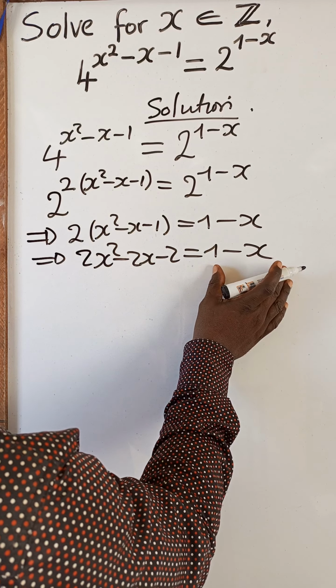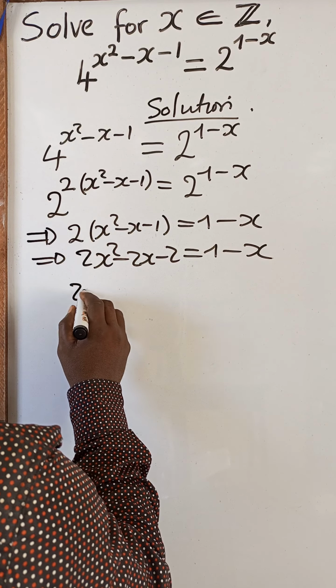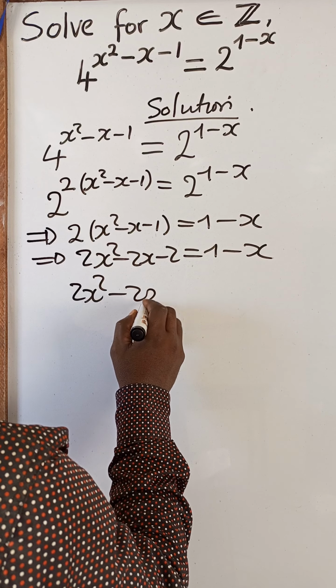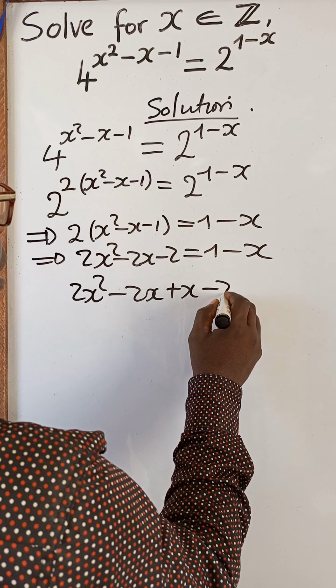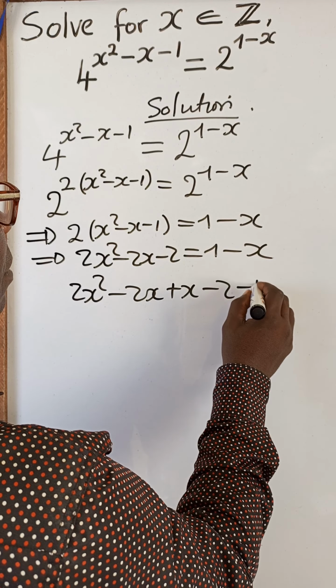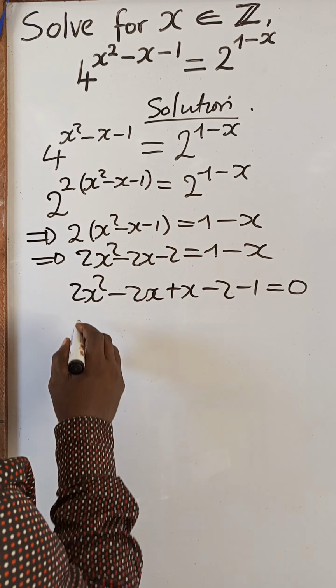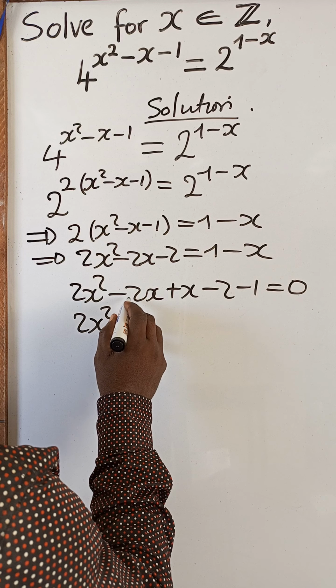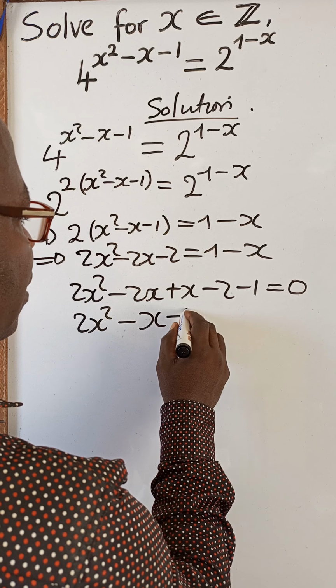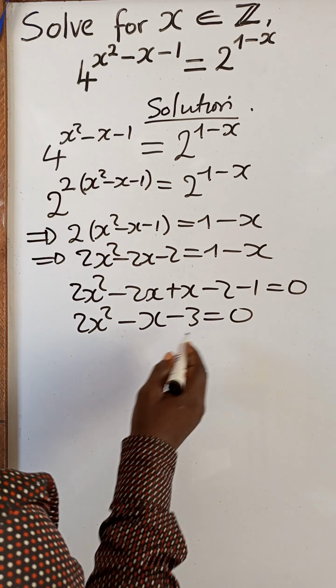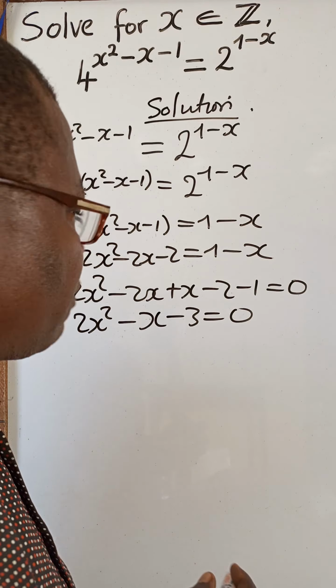Let's take everything from the right hand side to the left hand side. So we have 2x squared minus 2x. Bringing this negative x this way becomes positive x minus 2. This positive 1 coming this way becomes minus 1. So we have 2x squared. Negative 2x plus x is negative x. Negative 2 minus 1 is negative 3. We end up with this quadratic equation to solve.